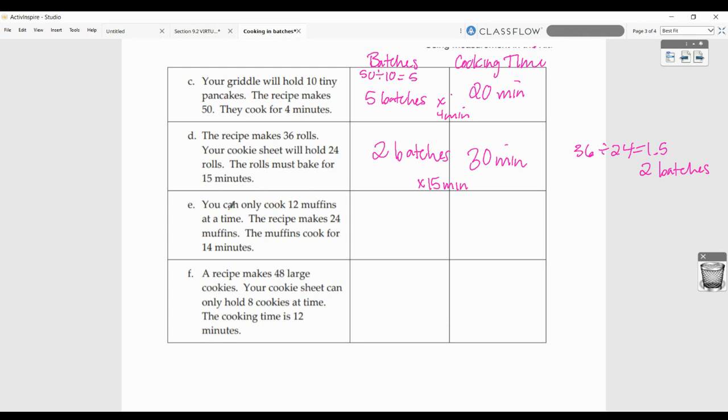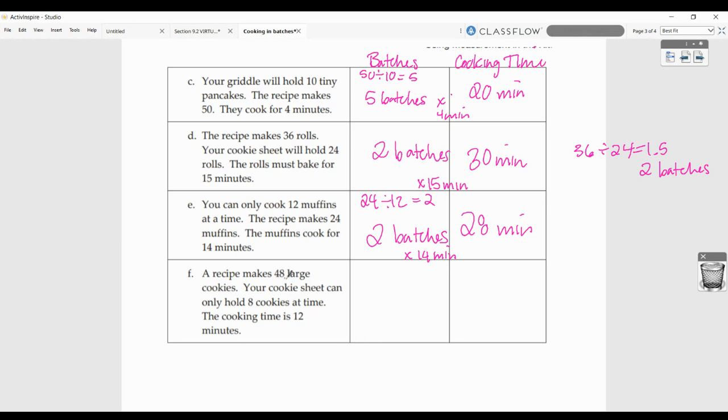Okay, 2 more. Only make 12 muffins at a time. I want to make 24, so you can probably see that this is 24 divided by 12. It's even. You're going to do 2 batches. Each one is 14 minutes long. So this is going to be 28 minutes total.